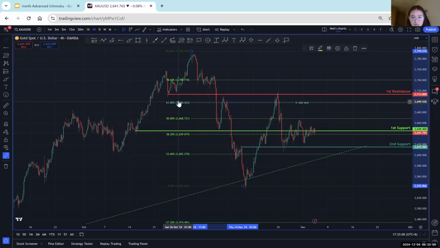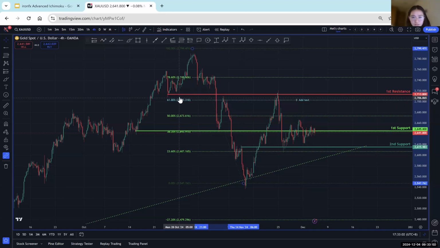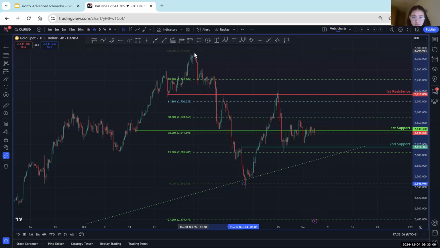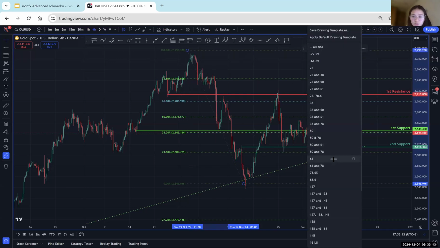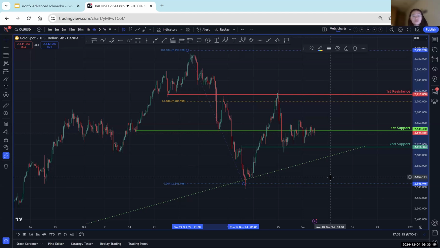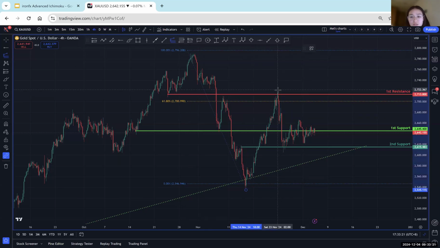Okay, I guess our 61.8 is quite close to the first resistance. So when it comes to Fibonacci levels, it doesn't really have to line up exactly, just as long as it's kind of close to your levels, that's good enough, because we're looking for confluence areas more so than specific levels. So this is, I think, close enough. So 61 lines up with our first resistance.